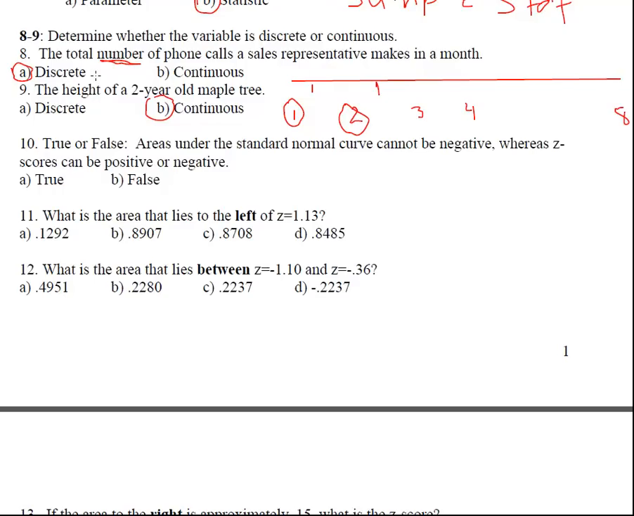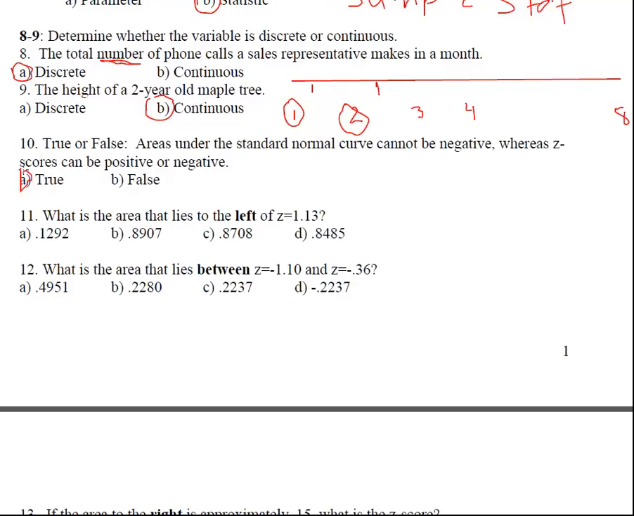Next one has to do with the normal distribution. Areas under the standard normal cannot be negative, whereas z-scores can be positive or negative. So that's true. We calculate negative z-scores all the time. The answer is A. Area is the same thing as the area of your house. That's what we mean by area, so areas can't be negative. Z-scores can be negative because you can have observations below the mean that would result in a negative z-score.